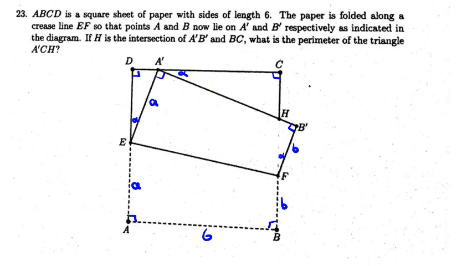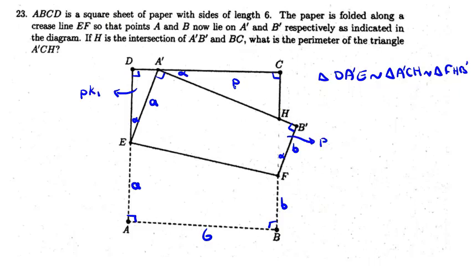So we can say what? We can say these triangles are similar: triangle DA prime E is similar to A prime CH, which is similar to triangle FHB prime. Now the problem wants the perimeter of A prime CH. So suppose we say the perimeter of this is P. Because this triangle and this triangle are similar, if the ratio of this over this is K1, the perimeter of this is PK1. The perimeter of this also, if it is K2 times this, will be PK2.